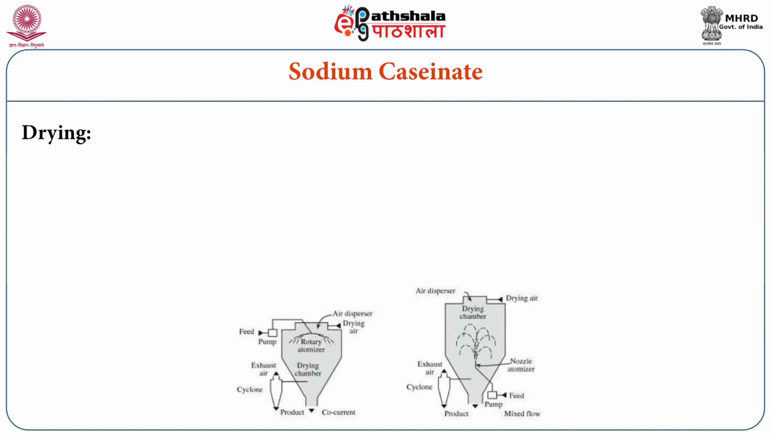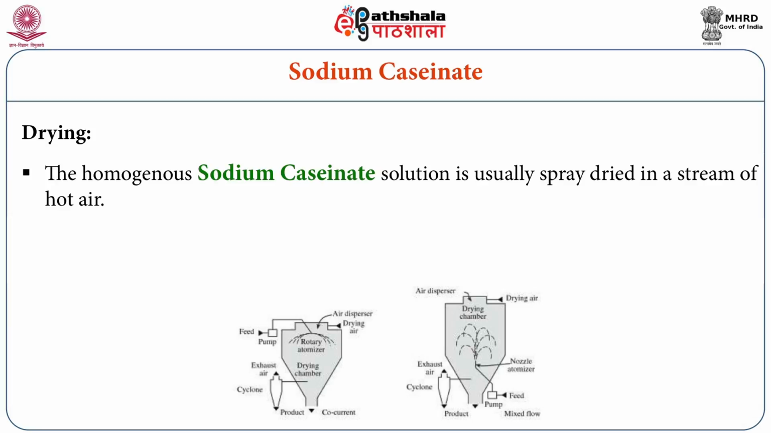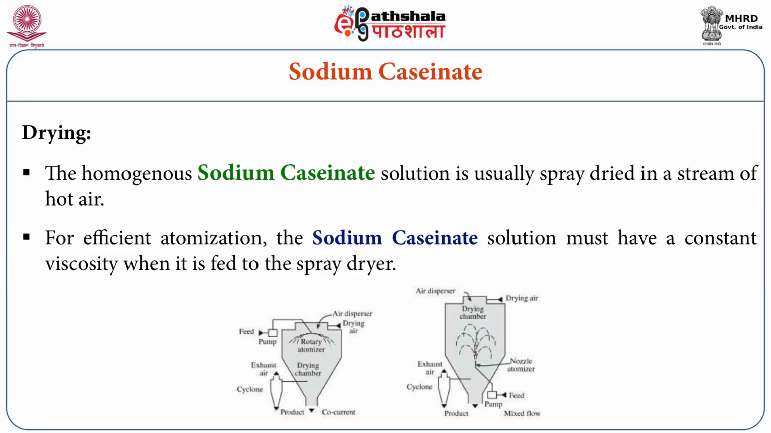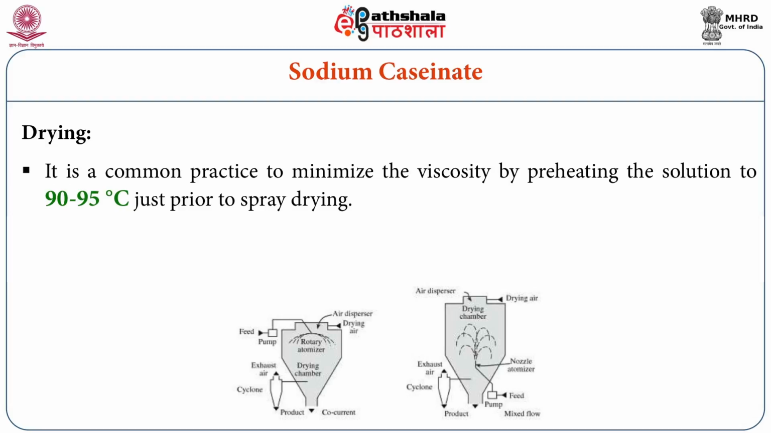The next step is drying of a sodium caseinate slurry. The homogeneous sodium caseinate solution is usually spray dried in a stream of hot air. For efficient atomization, the sodium caseinate solution must have a constant viscosity when it is fed to the spray dryer. It is a common practice to minimize the viscosity by preheating the solution to 90 to 95 degrees Celsius just prior to spray drying.